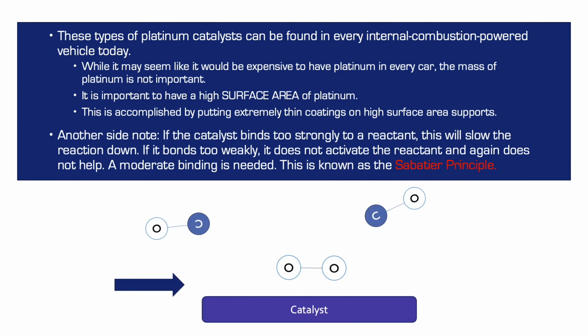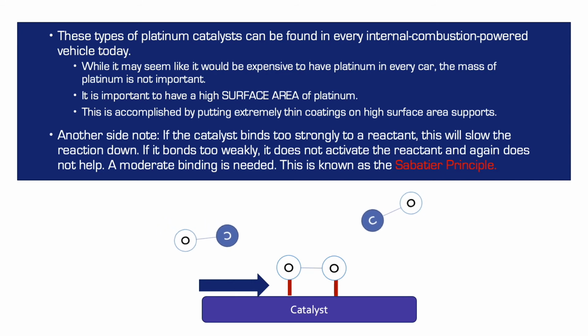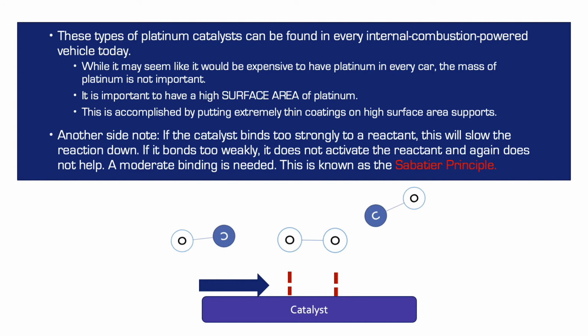Another side note: if the catalyst binds too strongly to a reactant, this will slow the reaction down. If it binds too weakly, it does not activate the reactant and again does not help. A moderate binding is needed. This is known as the Sabatier principle.